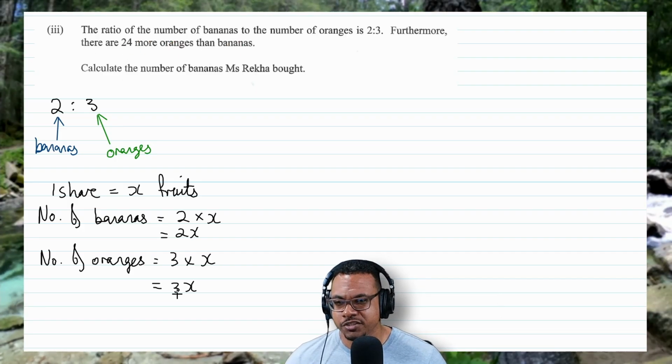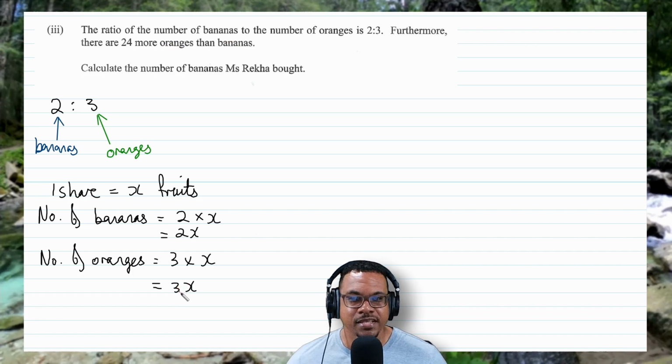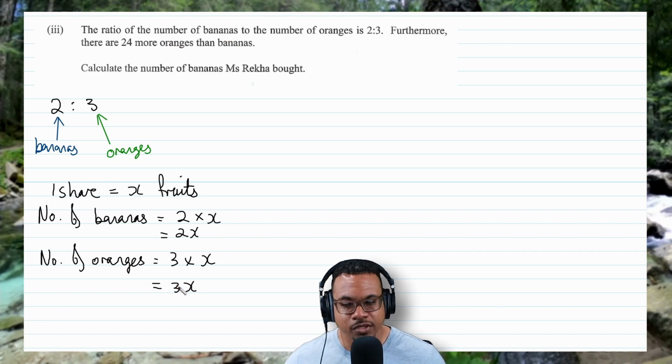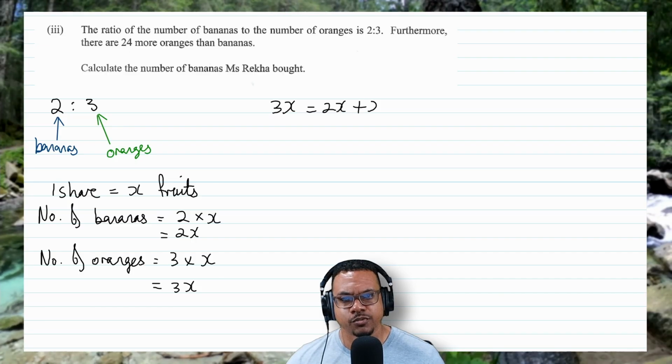So the amount of oranges, which is 3X, is equal to, well, when you say 24 more, that means to add 24. So the amount of oranges, which is 3X, is equal to the amount of bananas, which is 2X, plus 24. So we'll have 3X is equal to 2X plus 24. Now this is an equation that we can solve for X, so we'll bring the X's together.